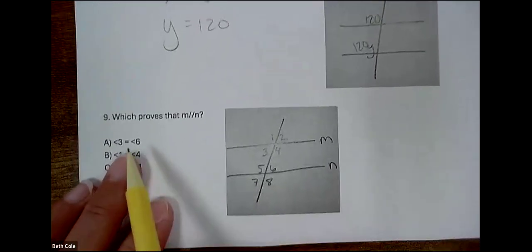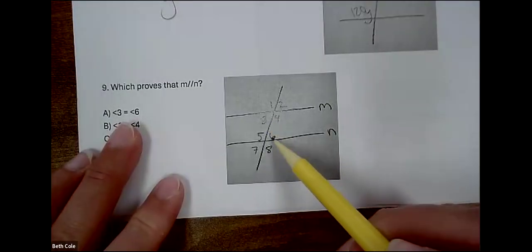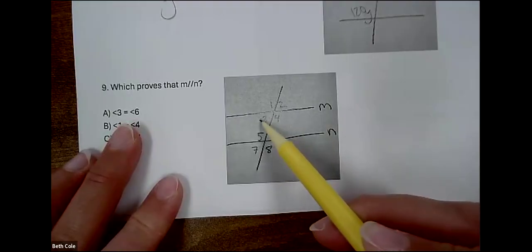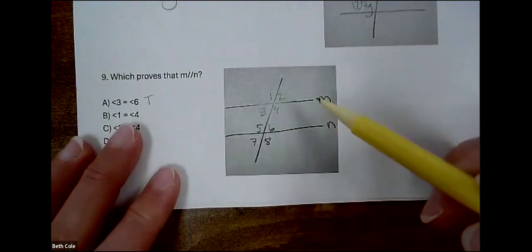All right, which of these proves that the lines are parallel? Angle 3 equals angle 6. What are 3 and 6 to each other? What type of pair? Alternate interior. Are those equal, or congruent? Yes. Okay, so it seems like it's going to be that one. But again, let's test them all.